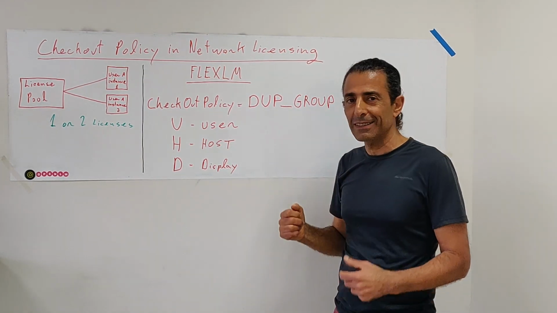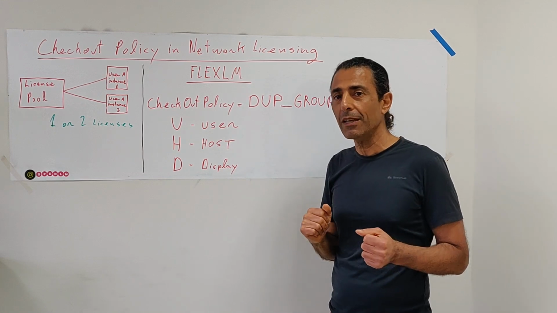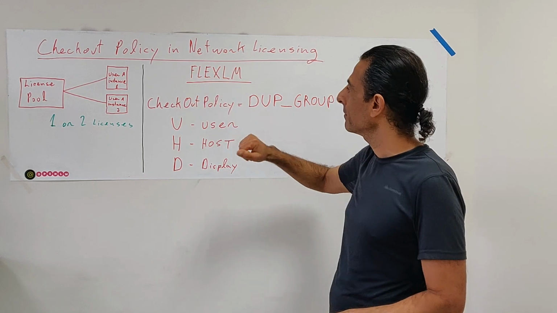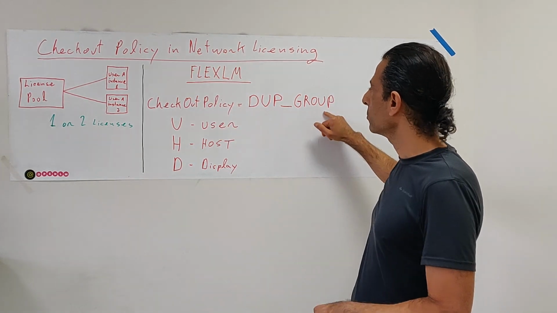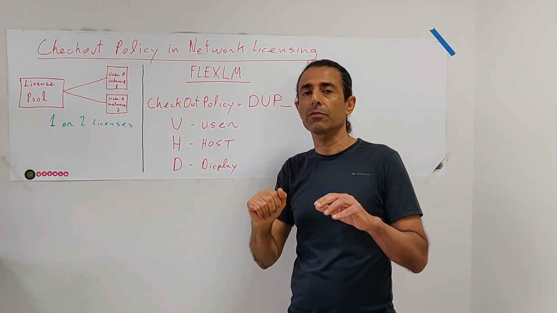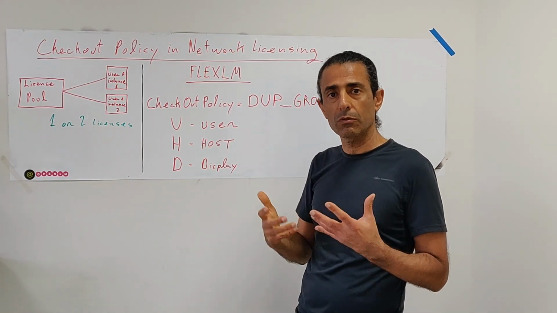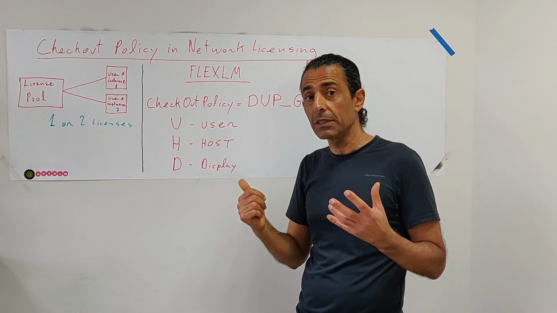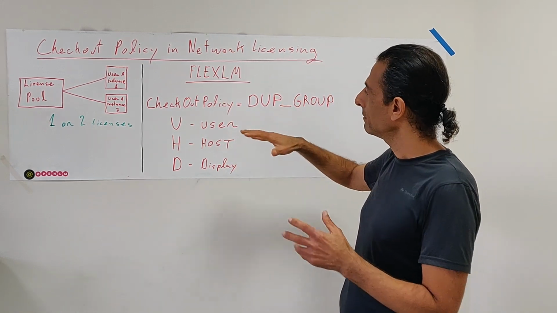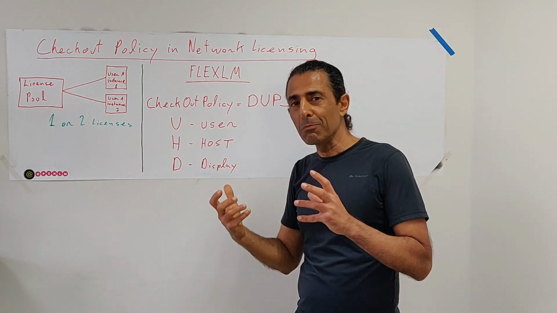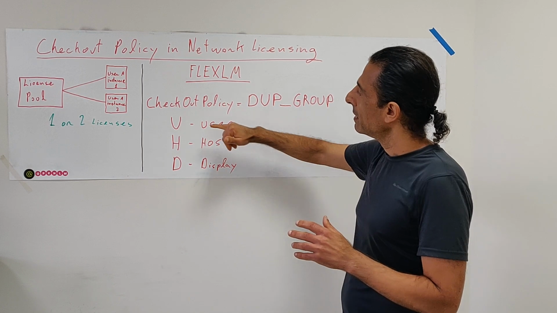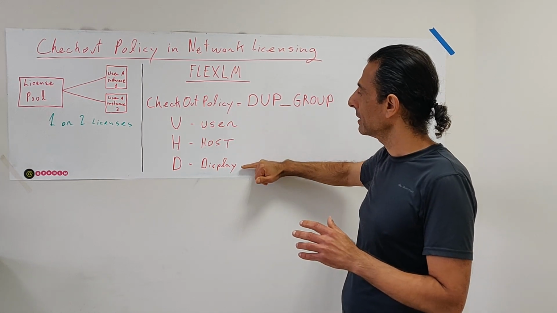Checkout policy is something that I think we named, but for example in FlexLM, checkout policy is called dup group, and it's defined within the license file provided by the vendor. So of course the user doesn't determine that. And in FlexLM, I'm making it simple, we have these options: user, host, and display.